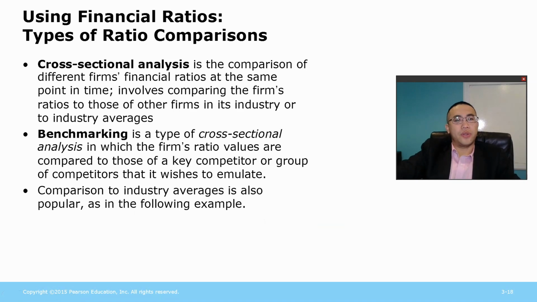So when we do the ratio analysis, we can do a cross-sectional analysis. We compare different firms' ratios at the same point in time. So basically, it's about a peer comparison. Or we can just compare to the industry average or industry median. Another one is called benchmarking. It's a type of cross-sectional analysis, and we are going to use a key competitor or a group of competitors. So this is more targeted, more specific peers to compare with.